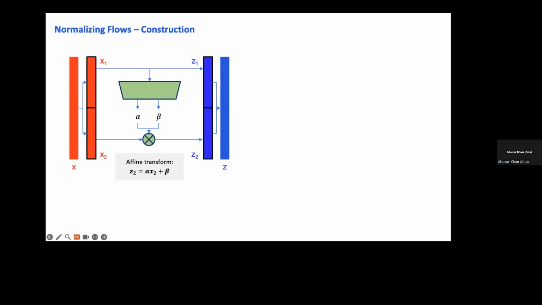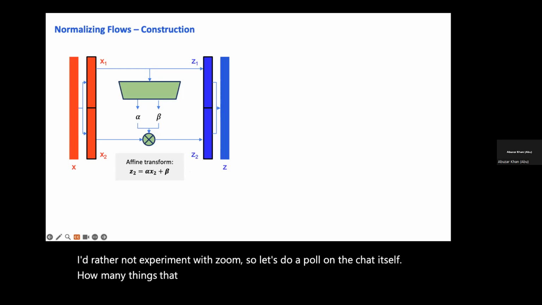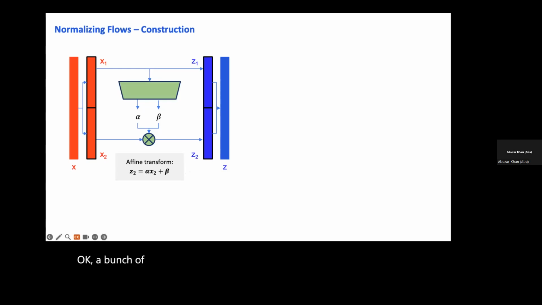Oh, that's right. I can actually do a poll. Well, I'd rather not experiment with Zoom. So let's do a poll on the chat itself. How many think that this is invertible? Okay, a bunch of yeses. Does anybody think it's not invertible? Okay, I see semi-invertible there.